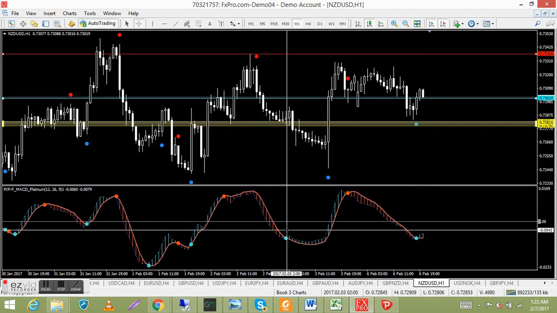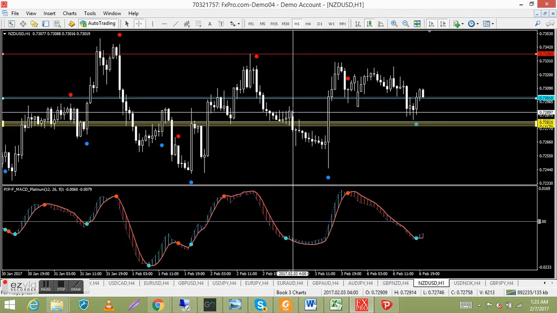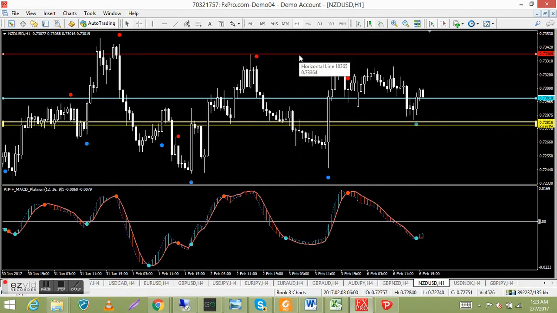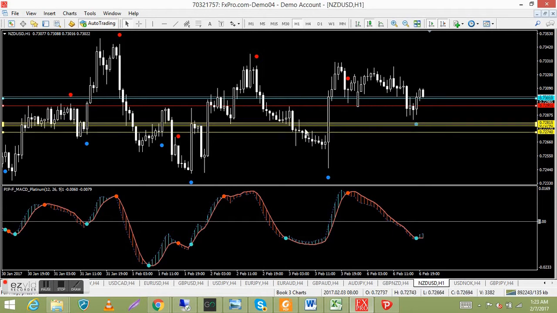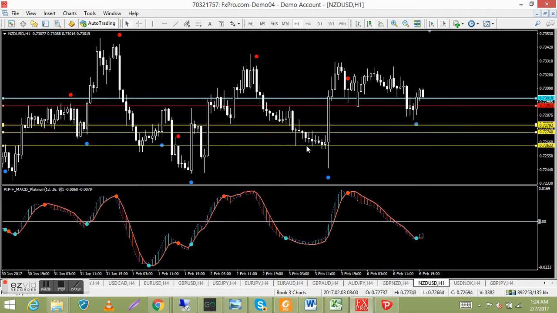Now you can see here, we've got a blue dot here. We've got this little fractal up and down. Perfect place to move the SAR down there. So now we can't lose in this trade. We had a couple of losses previously, so any win is a good one. This one here, good little point.